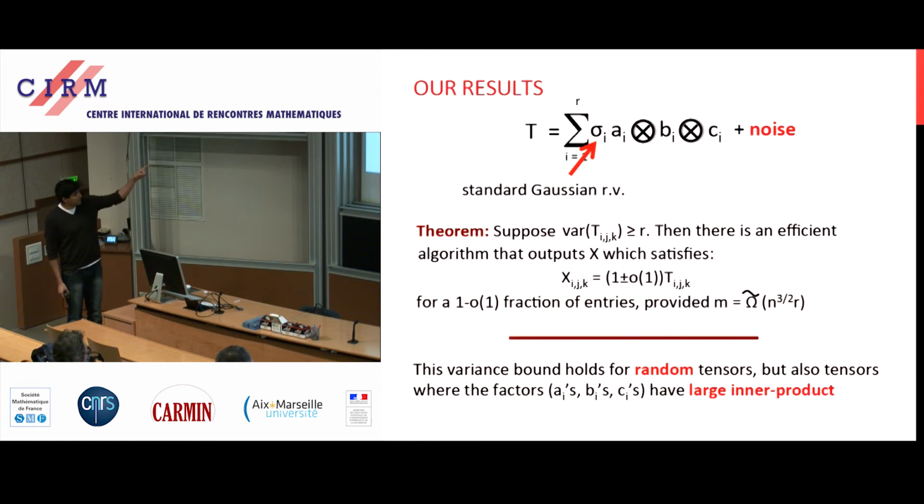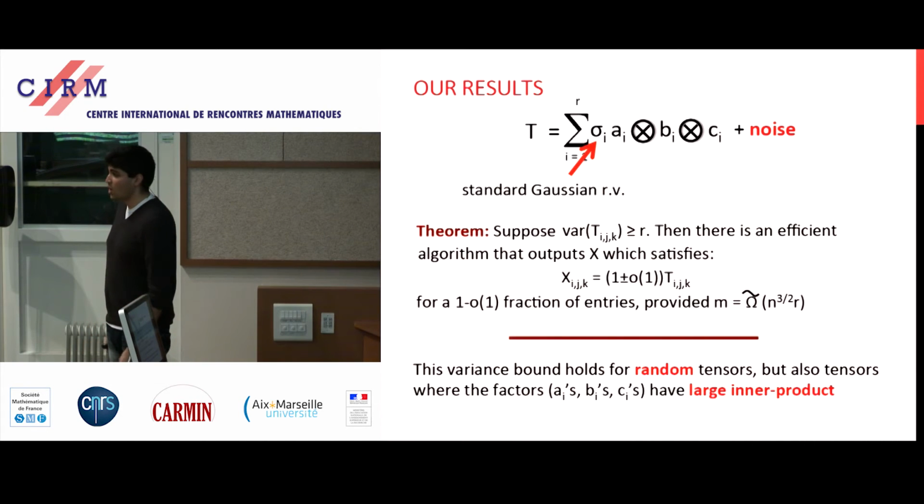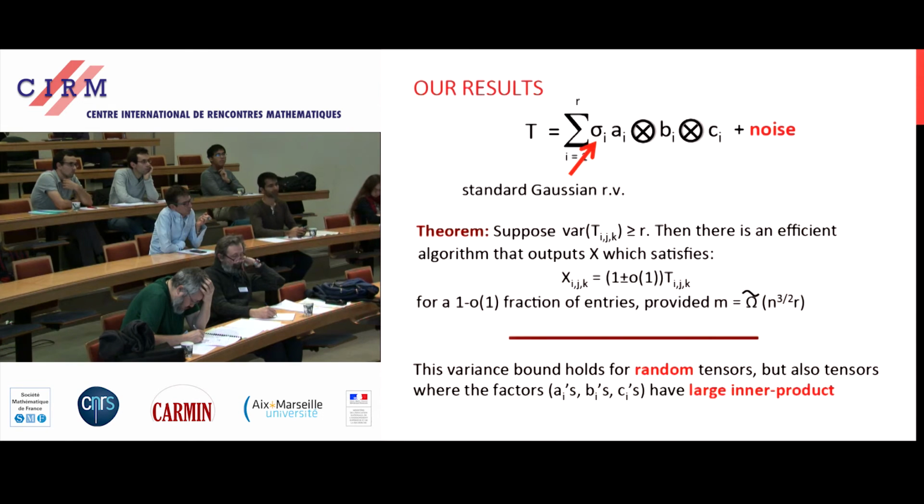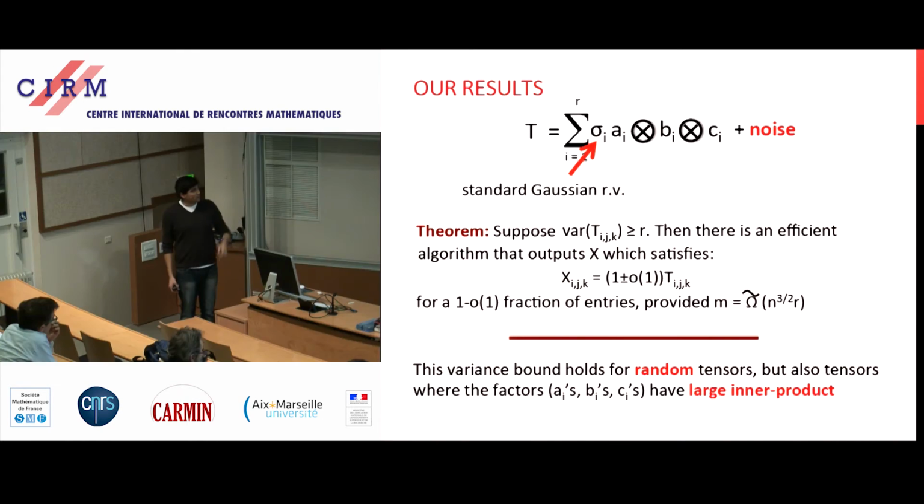So I really should have written that the variance of T_ijk is at least R over polylog n. So it's something like 1 over polylog n, so it decreases as n increases, but it doesn't go down as sharply as one would like. And for the little o of 1 fraction of the entries where you don't have this guarantee, can you control the overall norm? No, because I will only assume those could be pretty arbitrary noise entries.